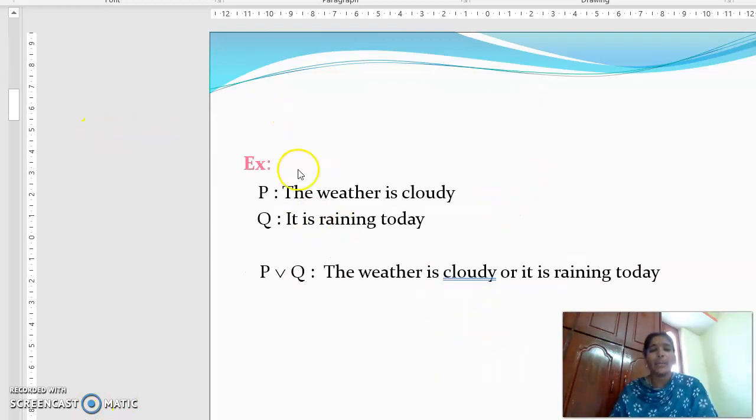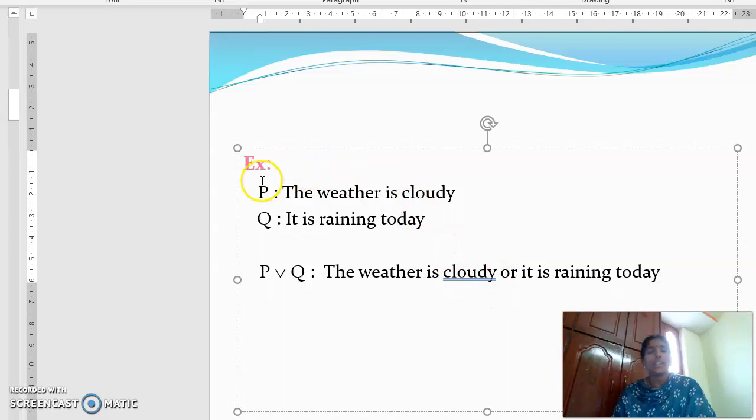So see here the example, we are having the two symbols, P is the weather is cloudy and Q is it is raining today. So the output of P or Q is the weather is cloudy or it is raining today. So here we can use the or connective, that is nothing but the disjunction, simply you can call it or also.